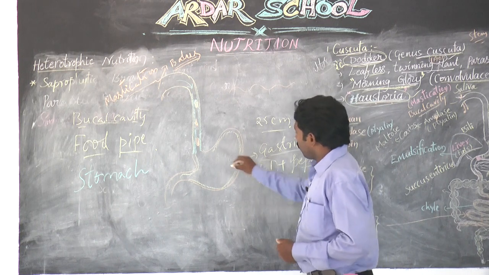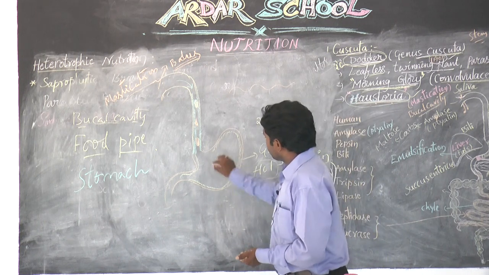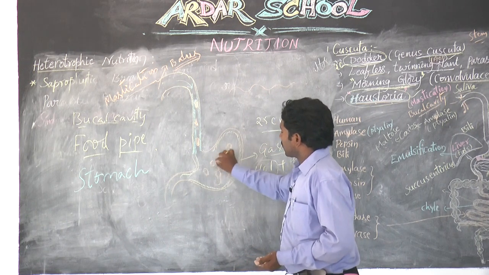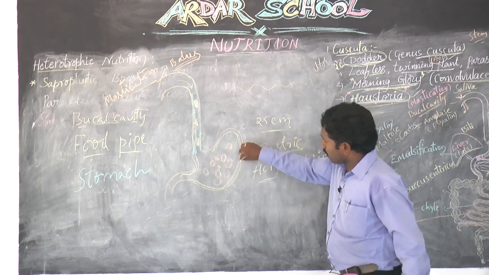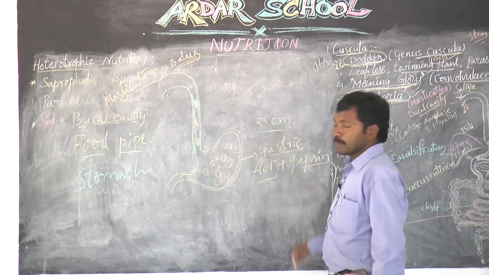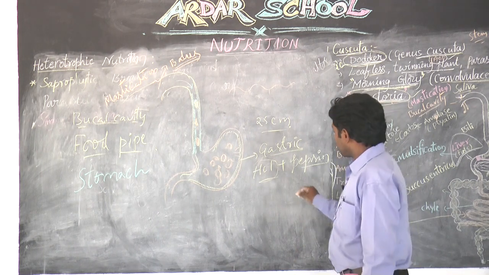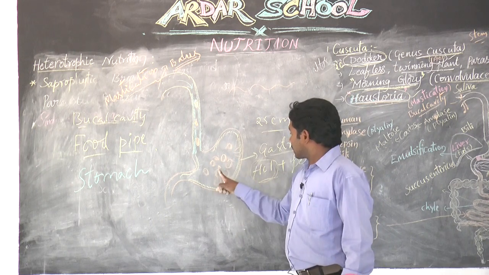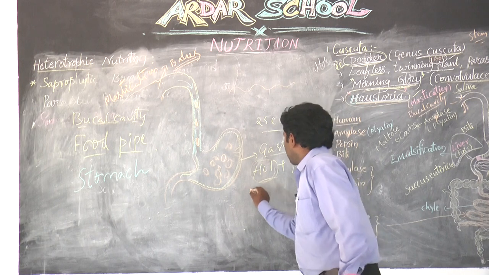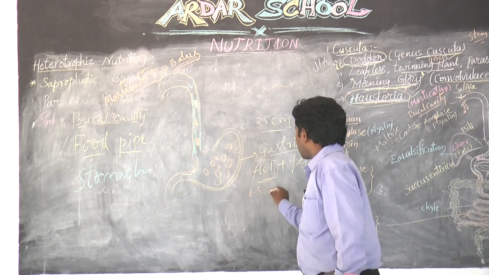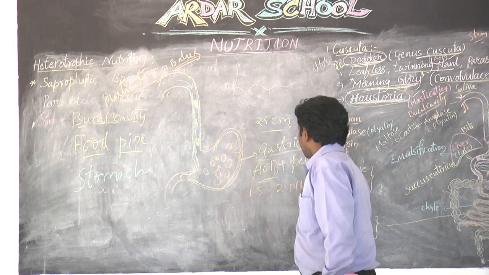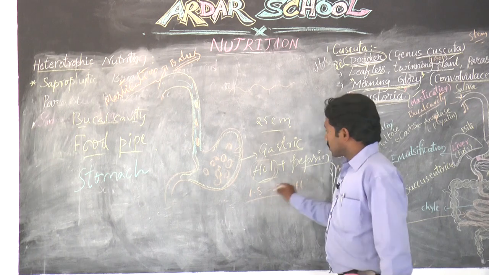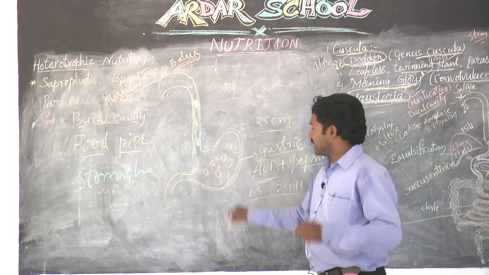When food reaches the stomach, the food is churning and mixing. The walls produce HCl and pepsin. HCl kills the germs. The pH of the HCl is 1.5 to 2. It is a highly concentrated acidic nature, so in this nature, most of the germs are completely killed.